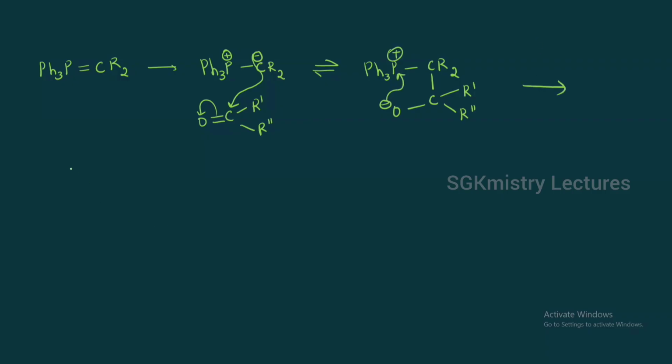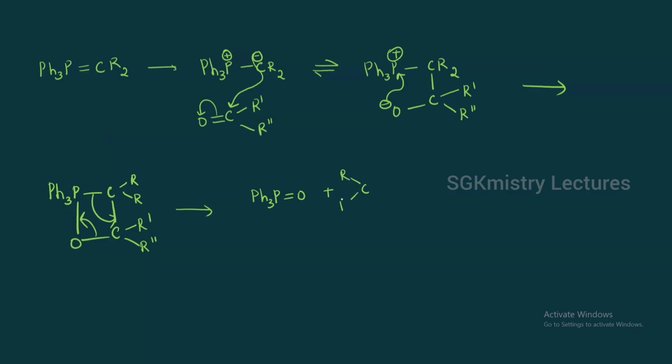Because of which you're going to get this cyclic structure. So P here, with the phenyl groups attached, and the carbon here with R dash, R double dash, and here we have oxygen and the bond. This can shift here because ultimately we want the double bond over here. Now this shifts here because we get Ph3P double bond O, right? So we get the two products: Ph3P double bond O, along with CR2 double bond CR dash R double dash, that is the alkene as the product.